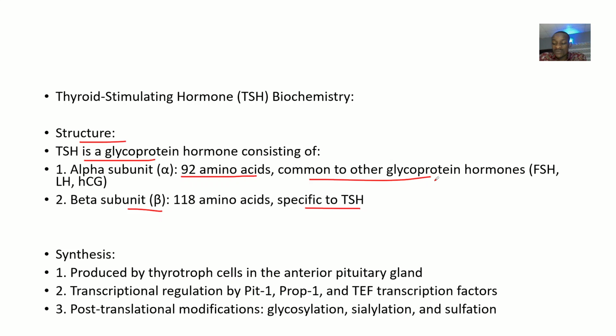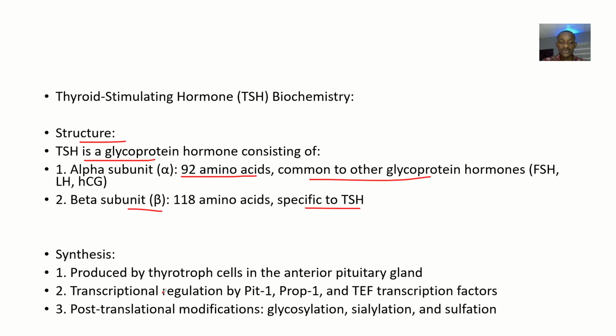It's the same type of alpha unit that is found in FSH, that's follicle stimulating hormone, the luteinizing hormone, and the human chorionic gonadotrophin. But the beta unit is specific to each. Are we done with that? Let's move to the synthesis.